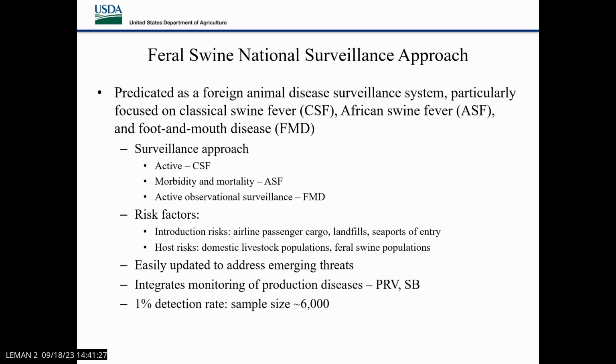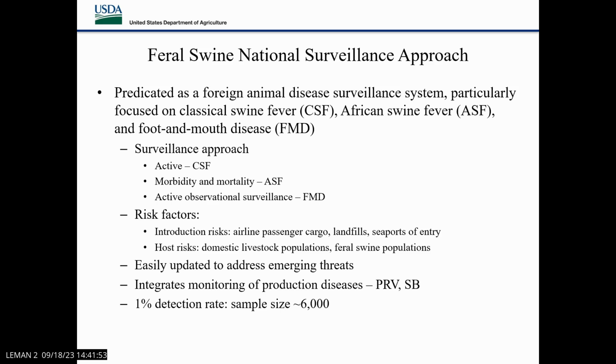It was a huge lift and really was kind of a revamp in how we approached our feral swine national surveillance activities. But one of the things that has come to be really, really handy is it can be easily updated to address emerging threats. And so we rolled this out in October of 20, right before ASF showed up in the Western Hemisphere. And so we've been able to really kind of piggyback off of the existence of this surveillance to account for our risk for ASF introduction.